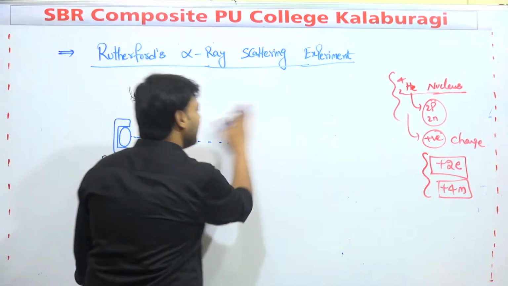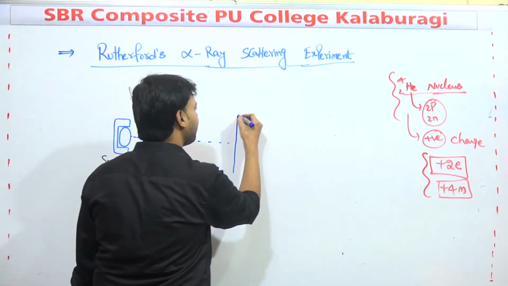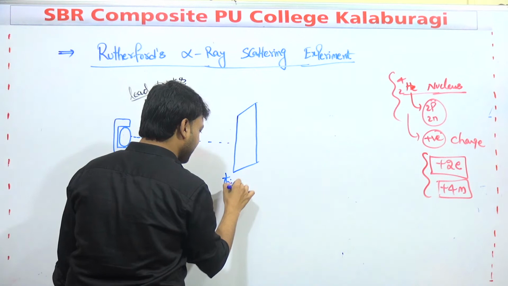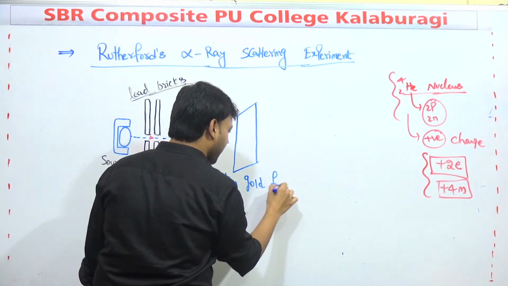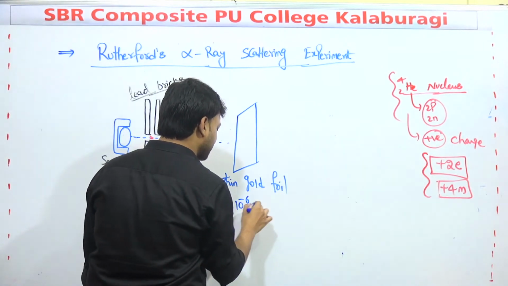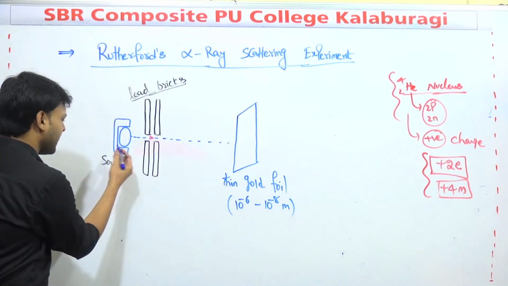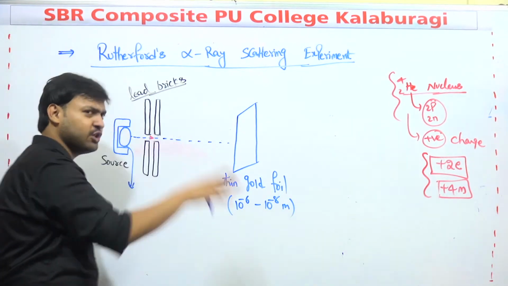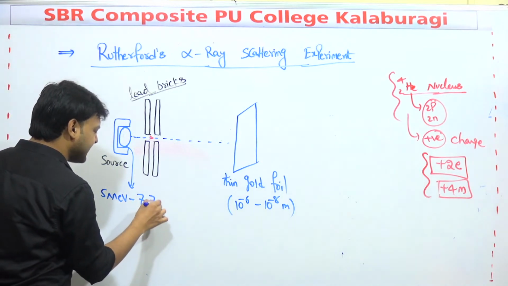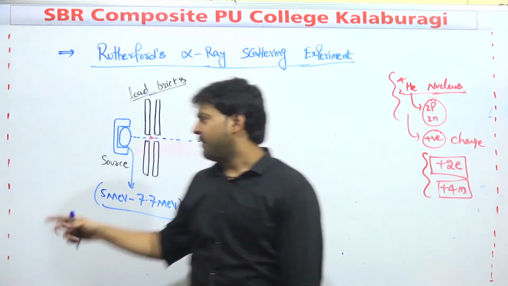Now on the way we placed a very thin gold foil, very thin, in the order of 10 to the power minus 6 to 10 to the power minus 8 meters. According to your NCERT, this source produces energy around 5 mega electron volts to 7.7 mega electron volts.